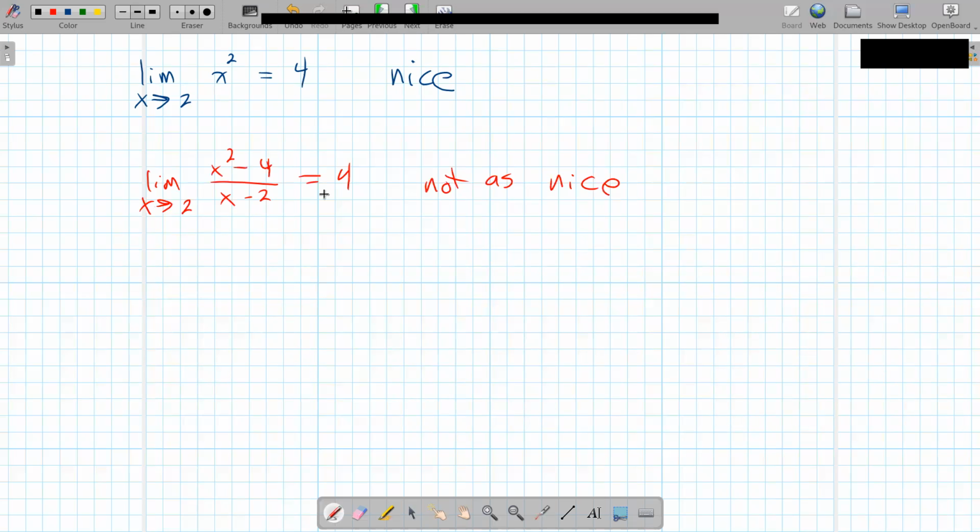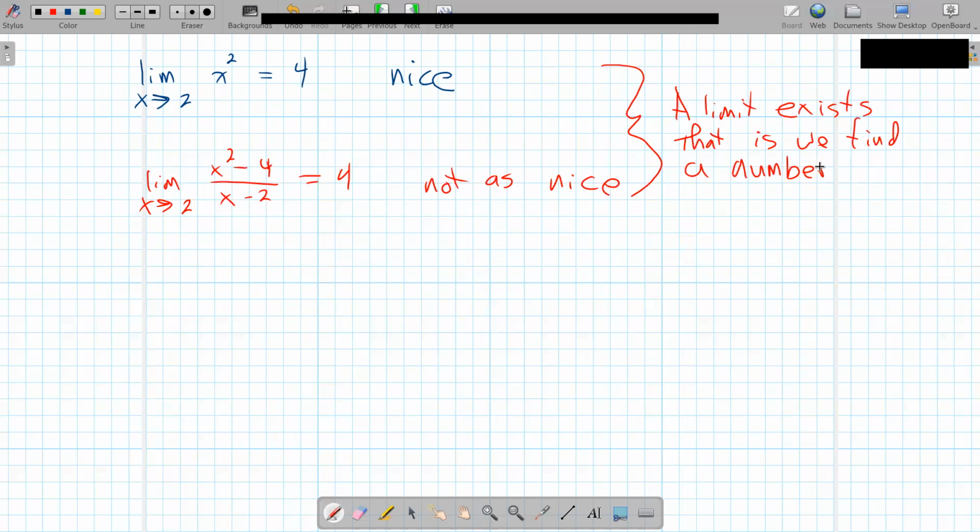But the limit existed, right? So often with functions, a limit exists. It's a number we can find. So that is, we find a number. A limit doesn't exist if we can't find a number.